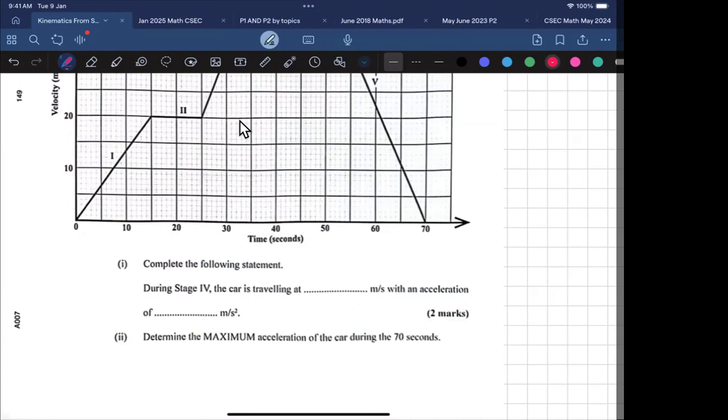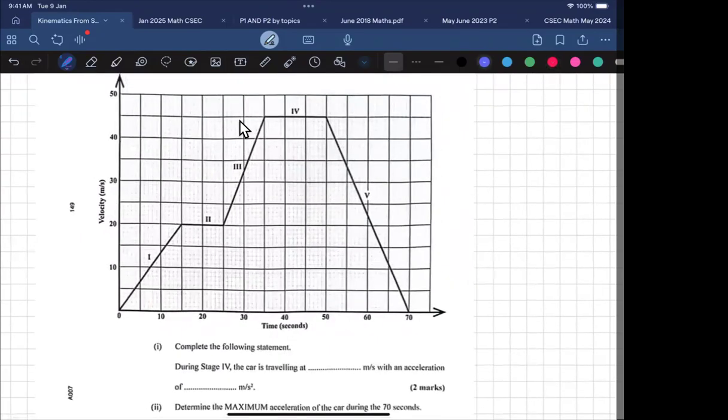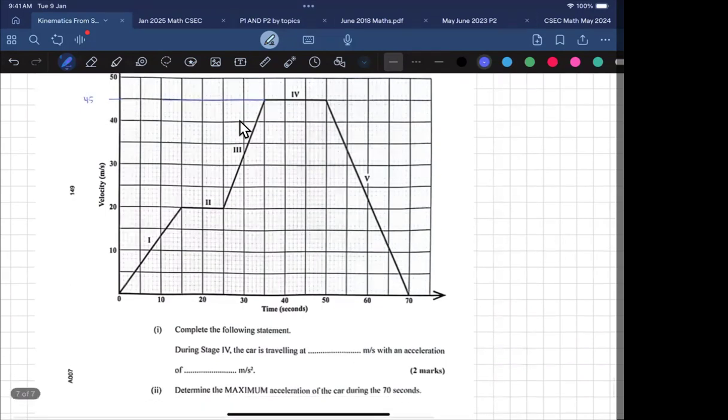Let's answer those questions. So this is stage IV. What speed is he traveling at? 45 meters per second. Yeah, correct. So that's the answer for the first one. Very, very easy. And we need to figure out the acceleration. That should be easy, right? Amy, tell me, where's the acceleration here?